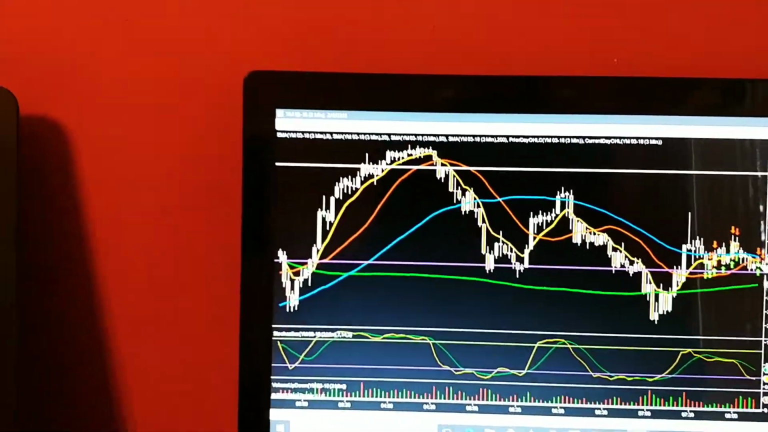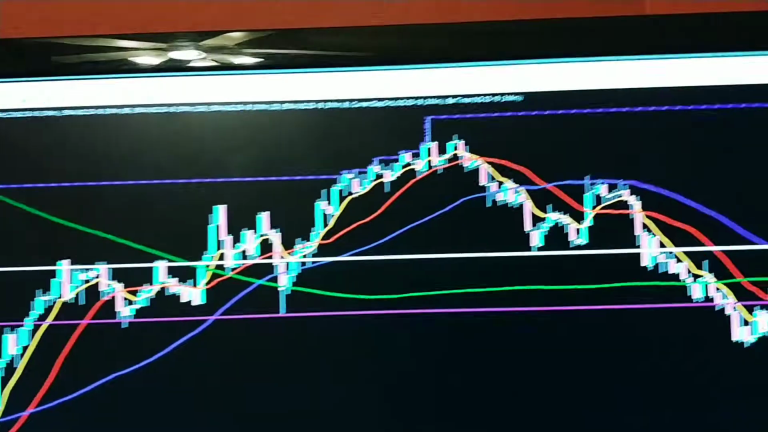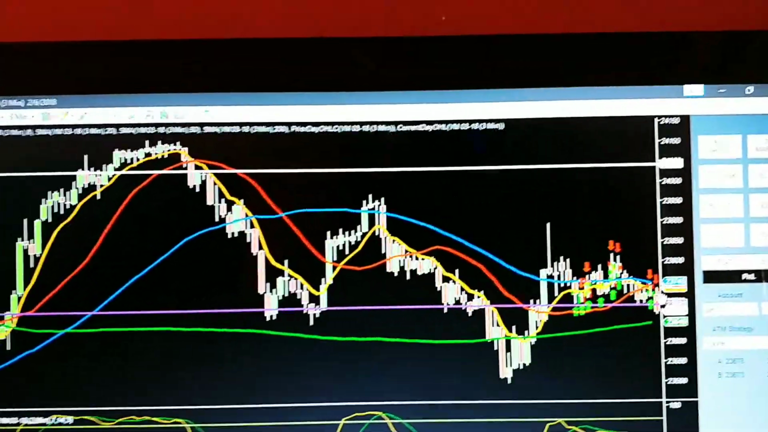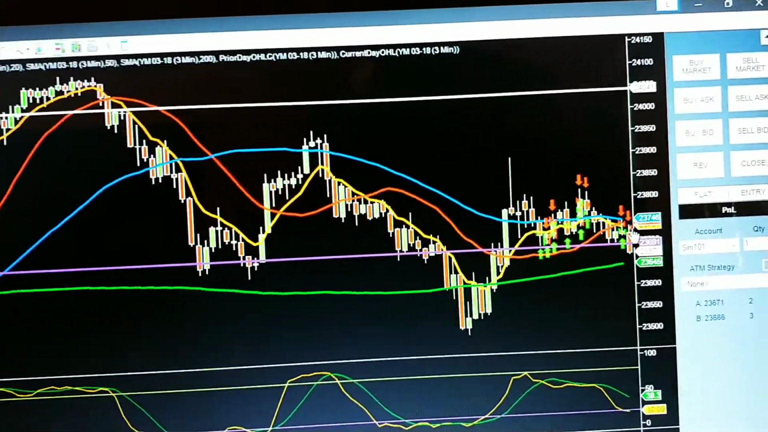I have a few monitors, and I don't have all my monitors on right now because it's still pre-market. So I'm just kind of looking at these two. But yeah, it's definitely a skill to learn.